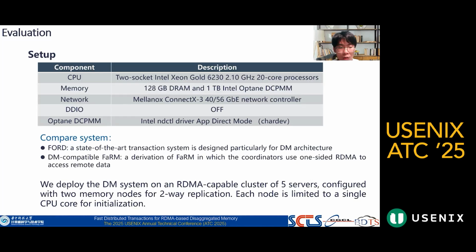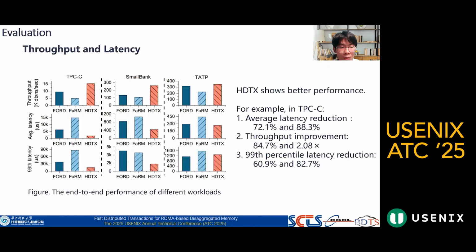We use three typical online transaction processing workloads: TPCC, small bank, and TATP, as macro benchmarks to evaluate the performance of different transaction systems. We use 16 threads, with each thread launching 7 worker coroutines as coordinators. This setup enables all transaction systems to achieve near-optimal performance when using a single computing node.